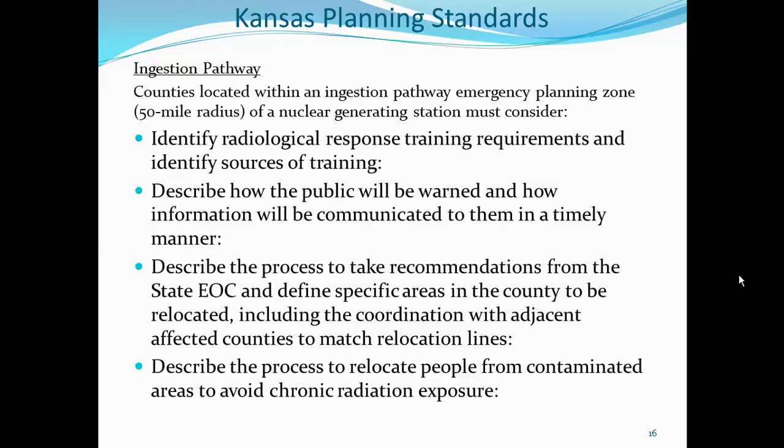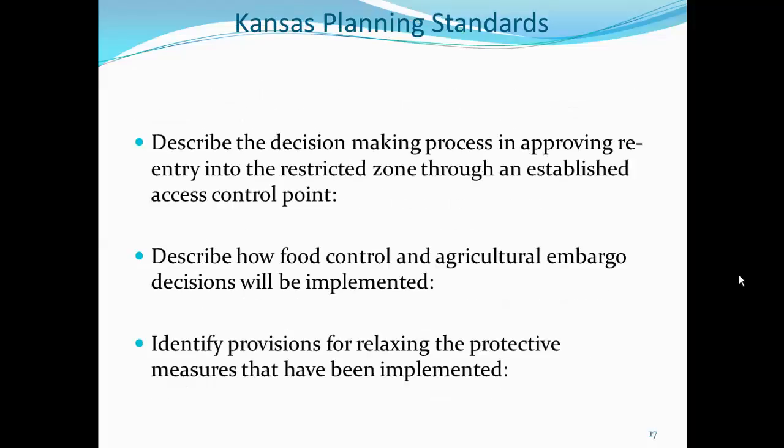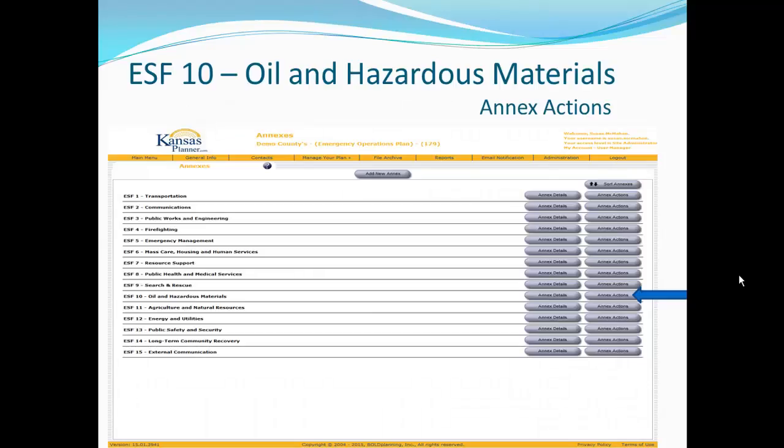The next section is for those counties in the ingestion pathways: counties that are within a 50-mile radius of Wolf Creek and Cooper up in Nebraska. If you're one of those counties, or you have a question about whether you are, just give me a call and I'll let you know if you need to do the ingestion pathways section. All the information that is needed is right here. Once you have entered all of that, that is when you will click Save, and then you'll go on to the next step.